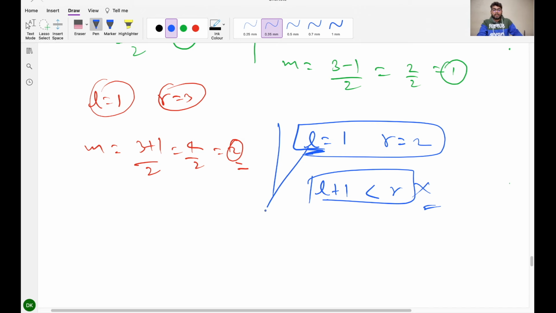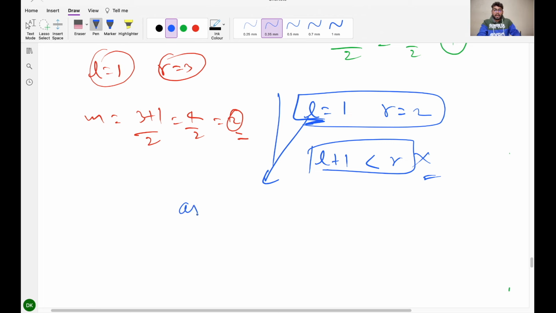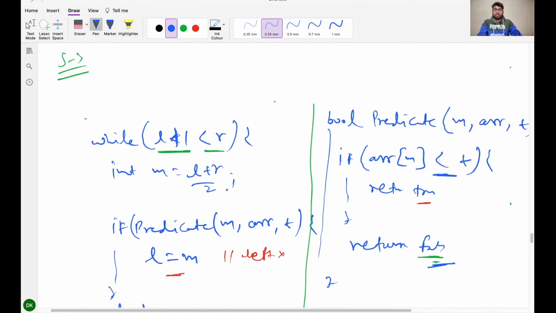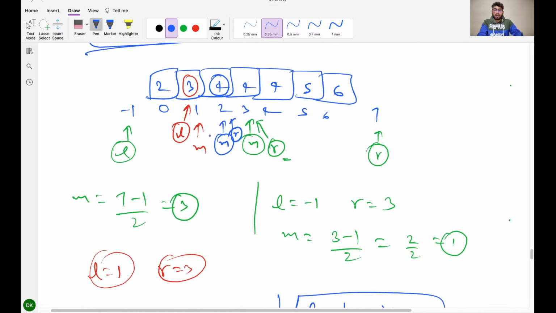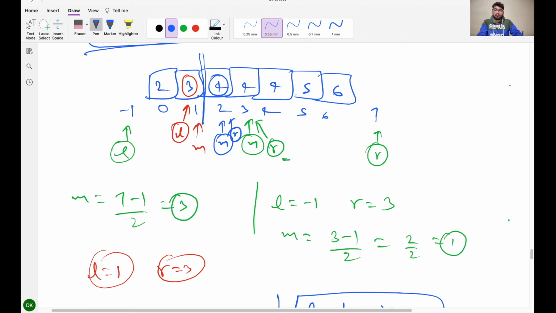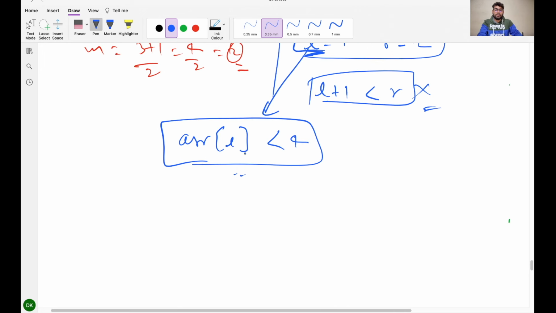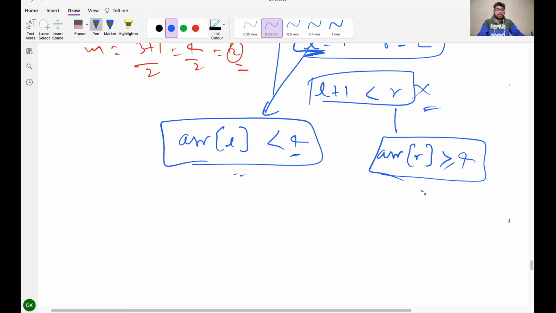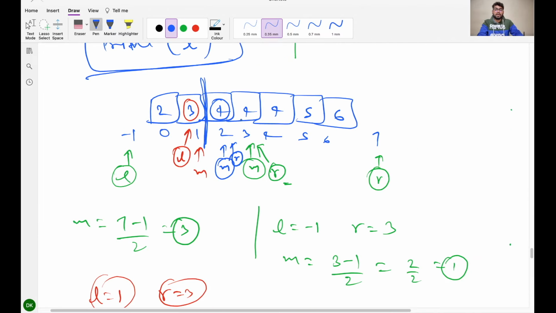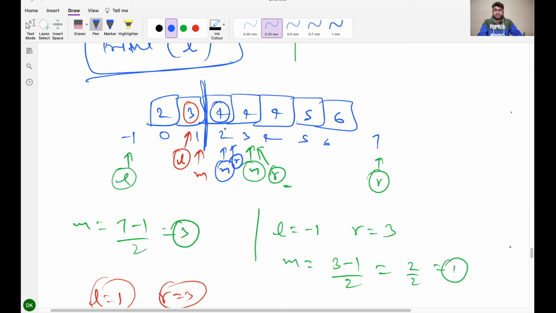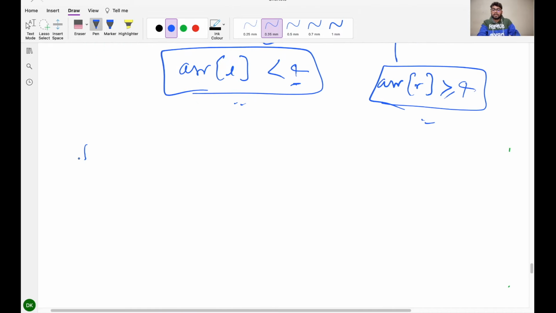And after that, what is my L? My array at L is less than 4, and it is satisfied. We can easily see that less than 4. Where is my L? The maximum index of L, which satisfy less than 4. And what is my R? Array R is greater than equal to 4. That is the minimum index where element is greater than equal to 4. So this is the minimum element where the elements are greater than equal to 4. So I just have to return my st equal to R.